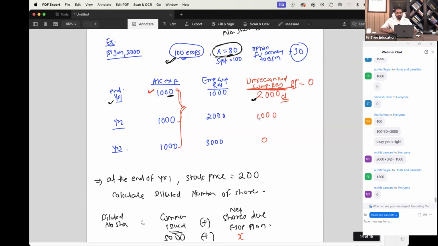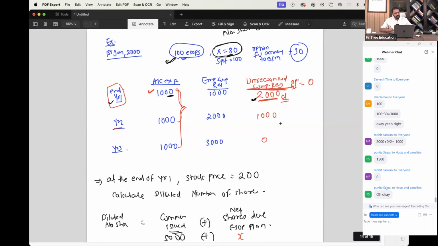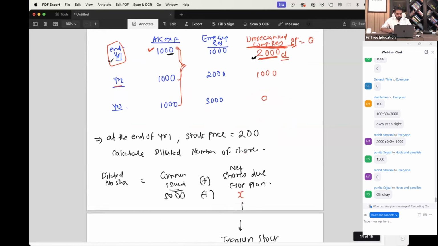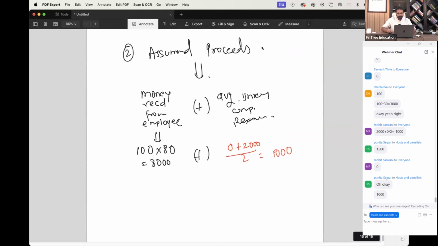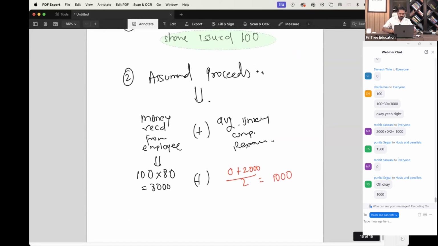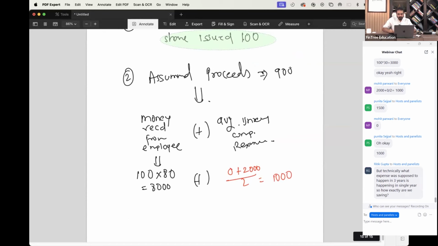Punita, no. You are not taking the average of year 2 and year 1. You are at year 1 today, so the year 1 value is the closing value. What was the value last year? It was 0. Why is it 0? It's a new plan. Last year I did not have any unrecognized expense. So what is the average of 0 and 2,000? It is 1,000. So my assumed proceeds is going to be 9,000, not 8,000.